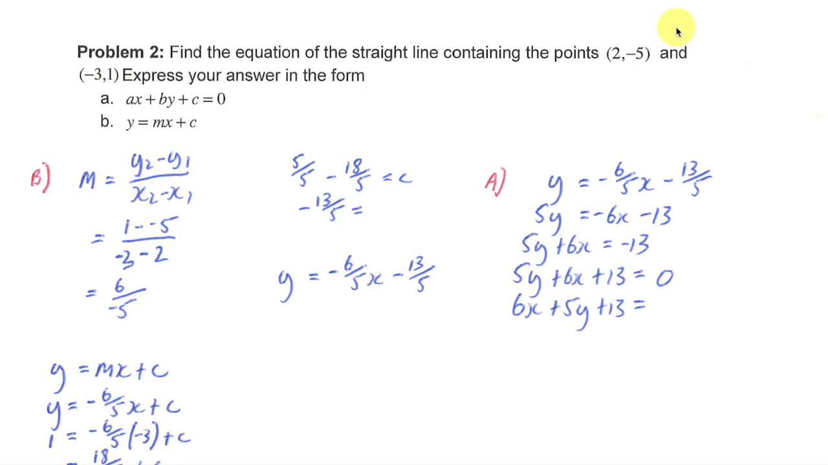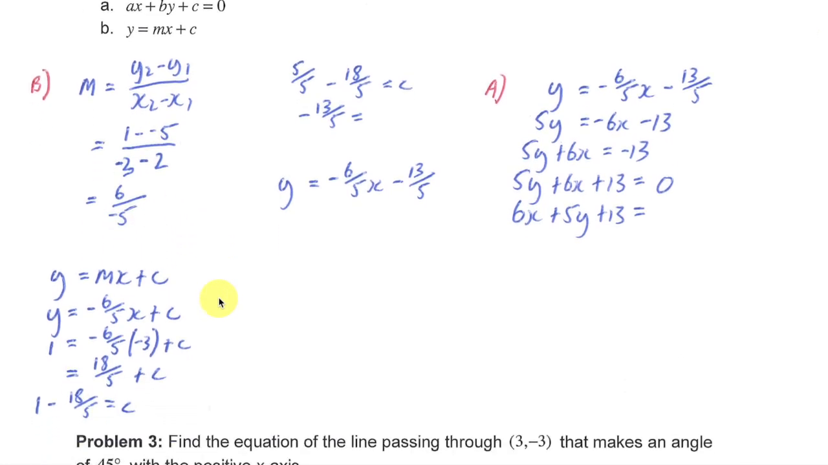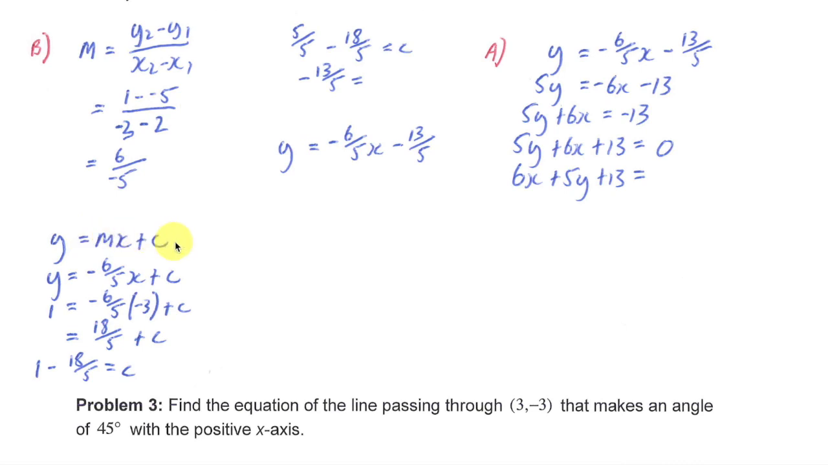So it becomes y2, which is 1, take away -5, over -3, take away 2. And that's what I have here. Of course, this is a double negative, and I end up with -6/5 for m. Now, it's y equals mx plus c. I put in my found gradient, and in my next move, I'm going to sub in a point that I know is on that line.